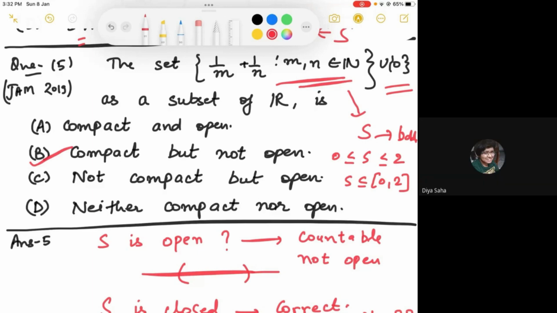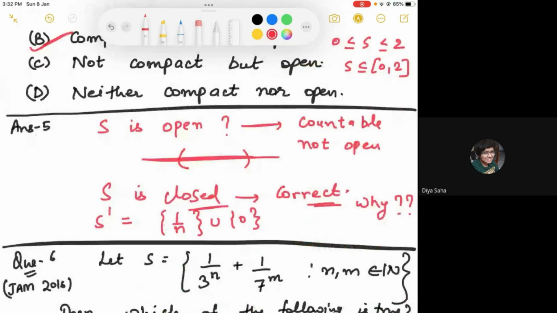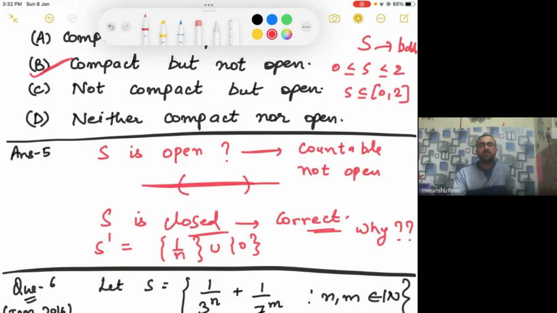So is that fine to everyone? Sir, 1 by n's are not in S, no. The elements of the form 1 by n such that n belongs to N. They are not in S. Yes. So this another statement comes.